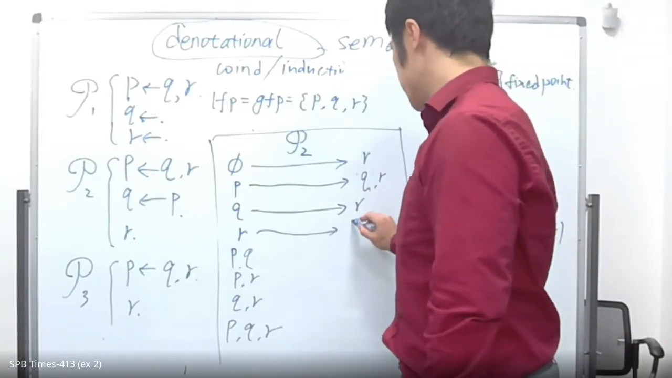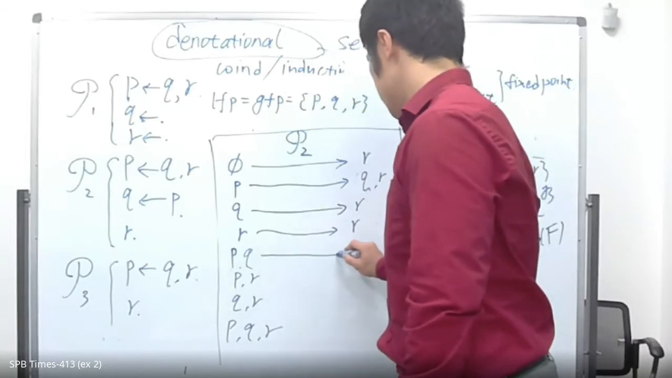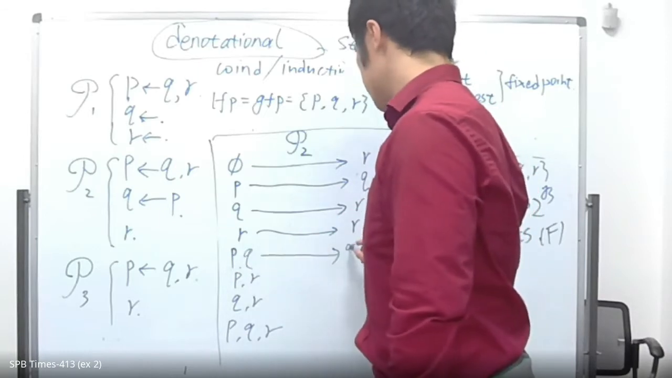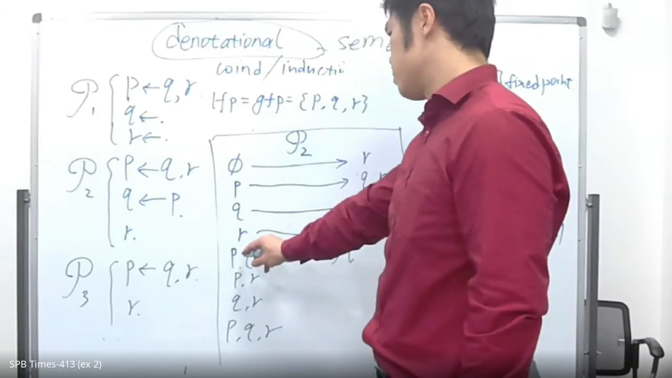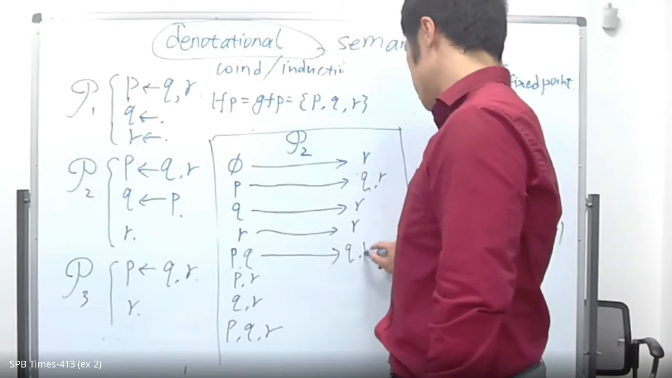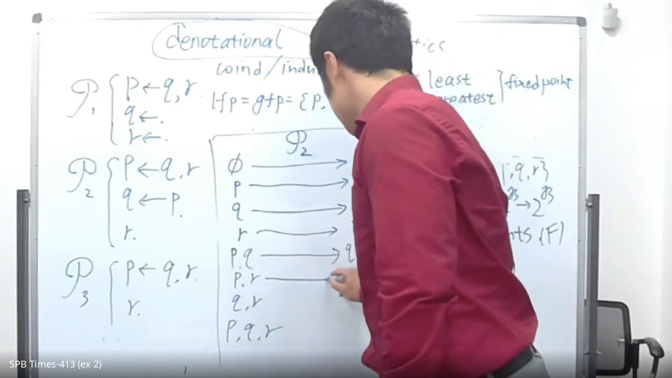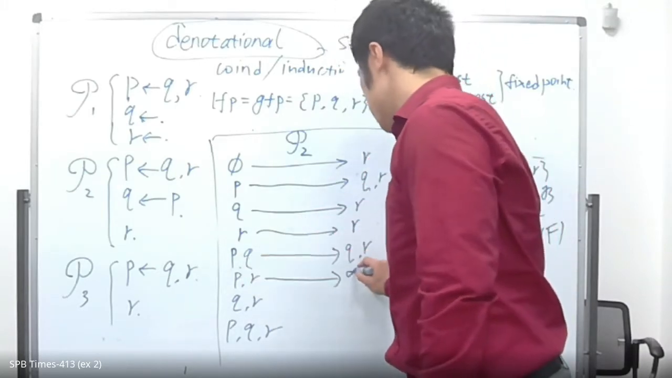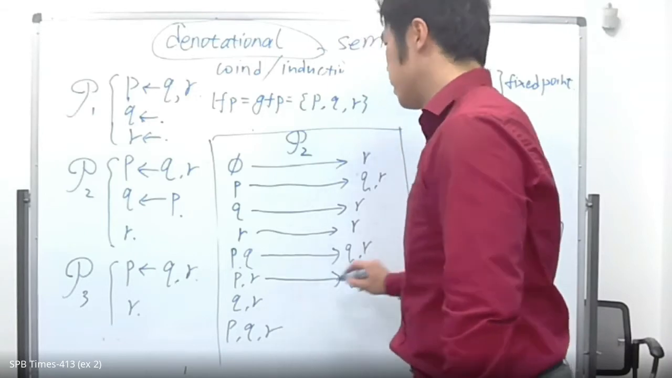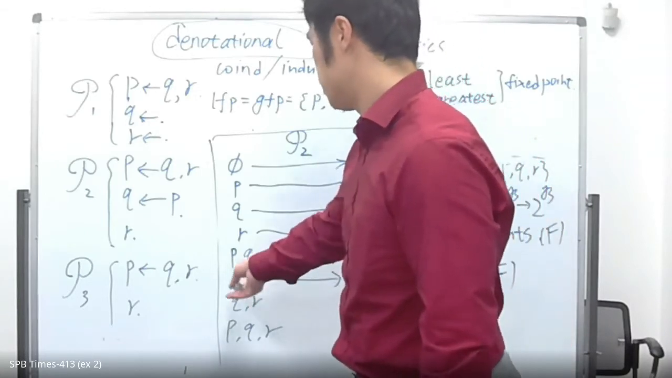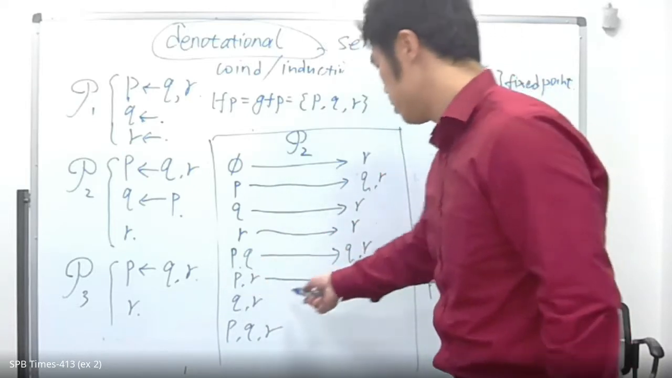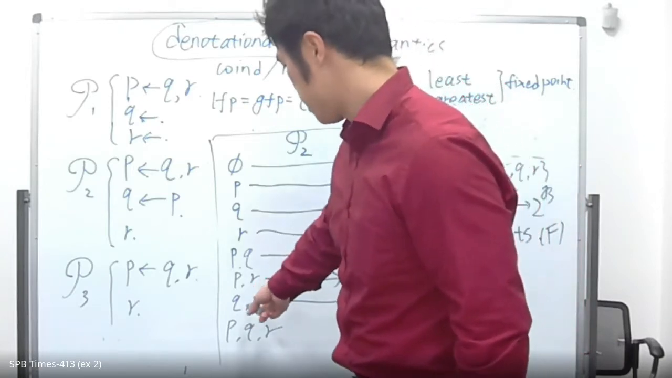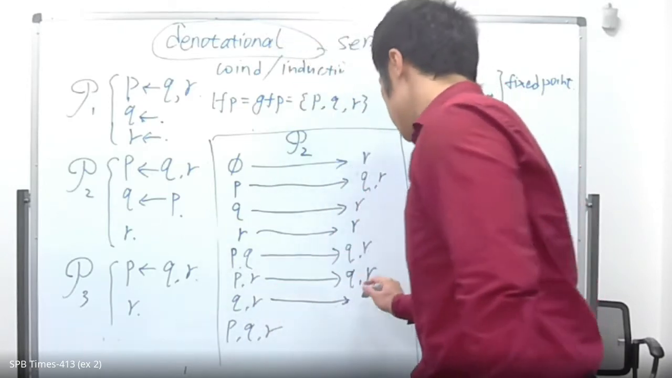For the same reason, R is in the result, and in this case P is here, so Q is in the result. But R is not here, so P is not in the result, but R is still here. Let's say the input has P and R. We have Q in the result, R in the result, but since Q is not in the input, P is not in the output. And in the last case, Q and R are in the input, therefore P is in the output.